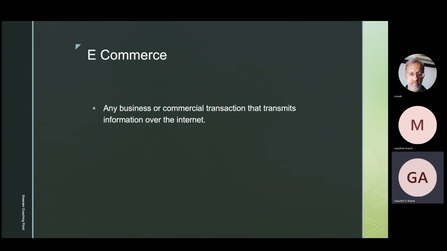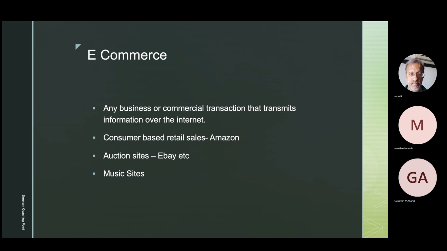We talk about e-commerce. So here it is business to consumer, any business or commercial transaction that transmits information over the internet. Consumer based retail sales, which is Amazon. Then auction sites like eBay. Then you have music sites like buying music. Then all the B2B activities like I told you before, those also include e-commerce.